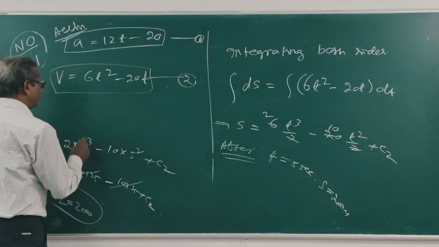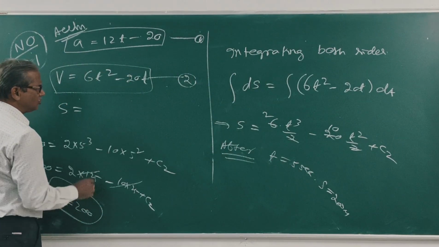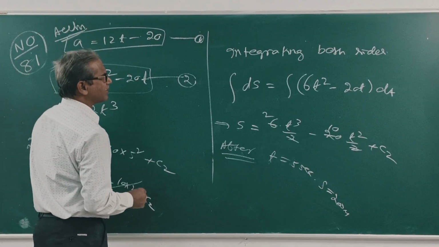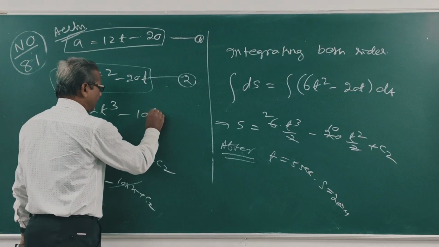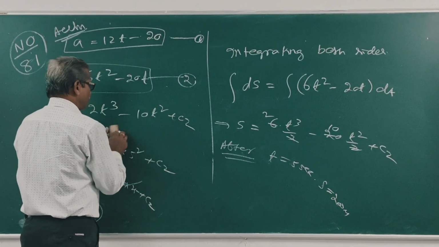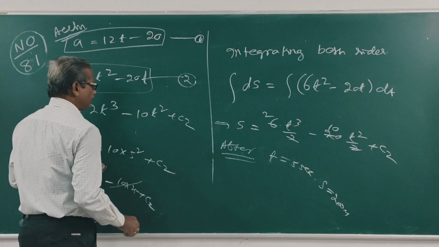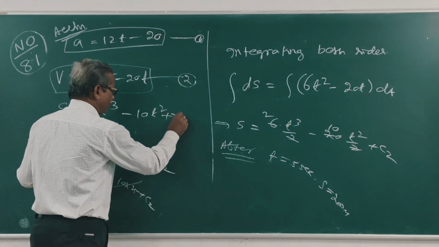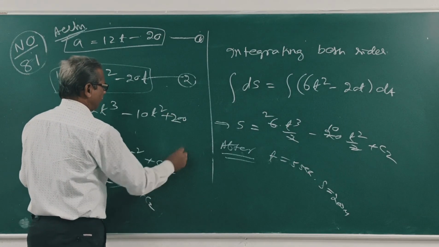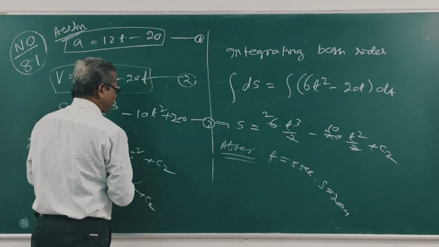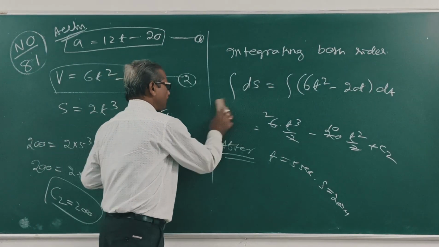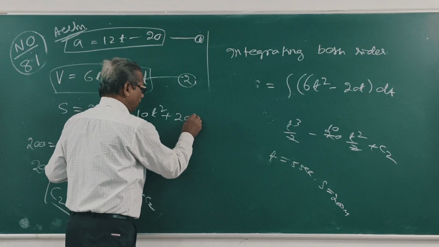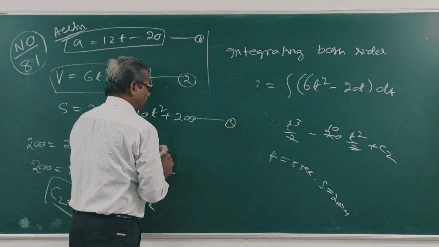So what is s? s is equal to 2t cube minus 10t square plus 200. This is equation number 3.